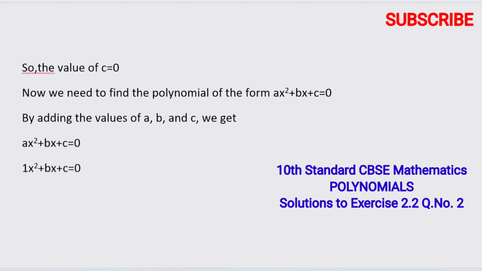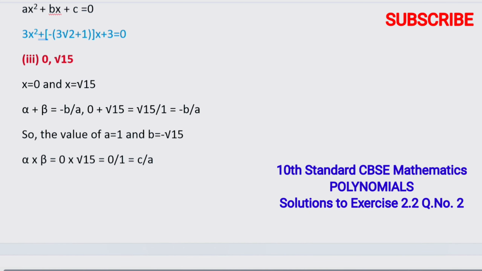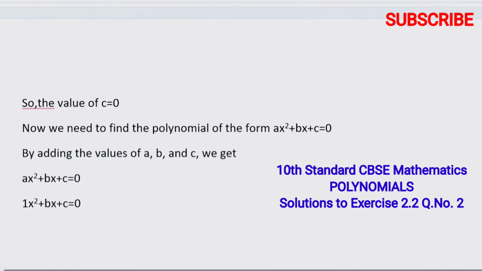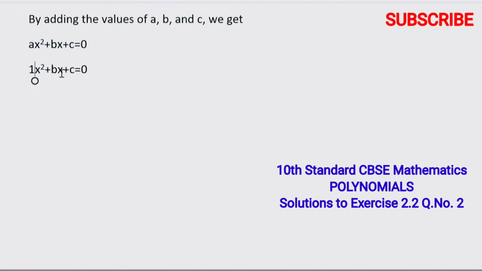Second one. What's the value of b? How much is there? The value of b is equal to minus square root of 15.